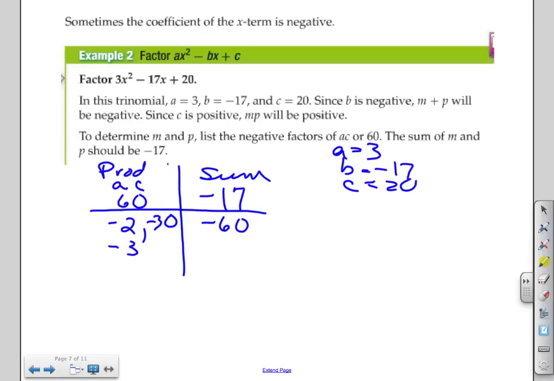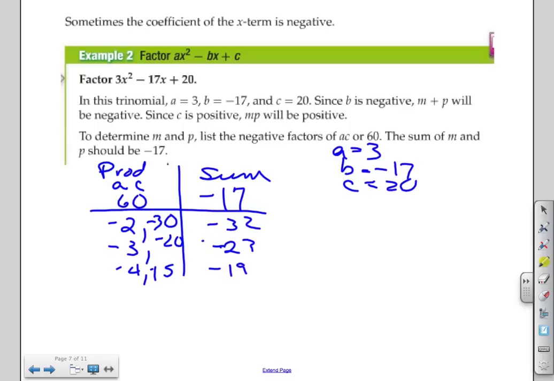Negative 3 and 20, negative 20 isn't going to work for the same reason. That's not negative 60, I beg your pardon. It multiplies to negative 60, but it's a negative 32. And negative 3 and negative 20 is a negative 23. And 4 times 15 is 60, and I make those both negative. That leaves me with a negative 19.